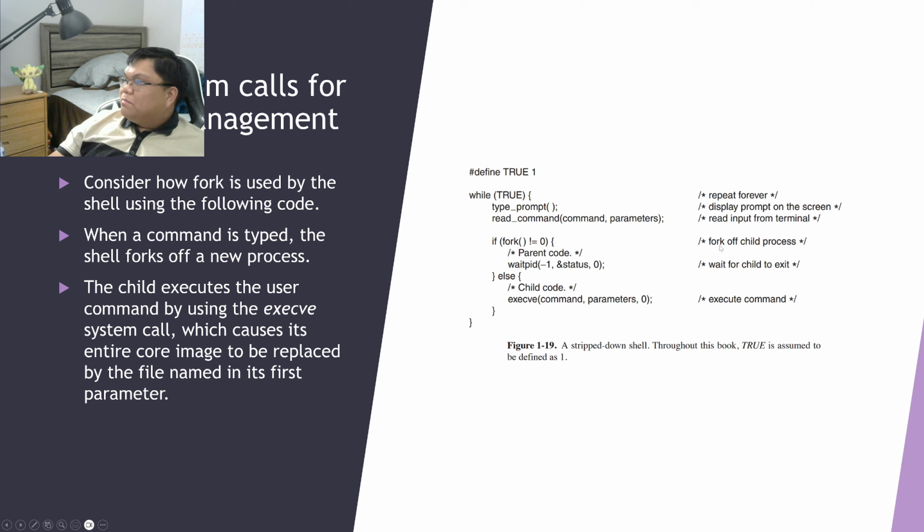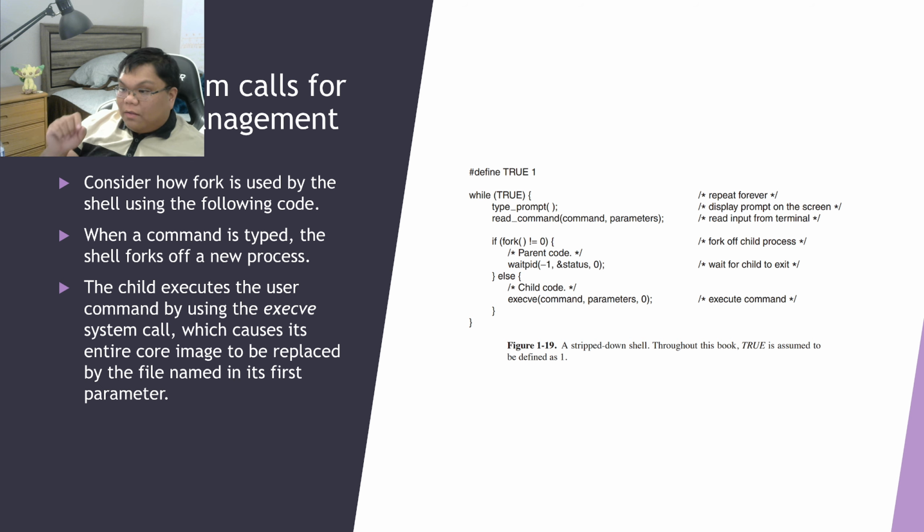So maybe it would help to look at some code. So here's some code for a stripped down shell from the book. So consider how fork is used in this following code here. When a command is typed, the shell forks off a new process. So we're gonna type prompt, display prompt on the screen. We're gonna read a command from user input, and then we're gonna fork. If fork does not equal 0, then if we're the parent, we're going to call waitpid. Basically, we're waiting for the child to exit.